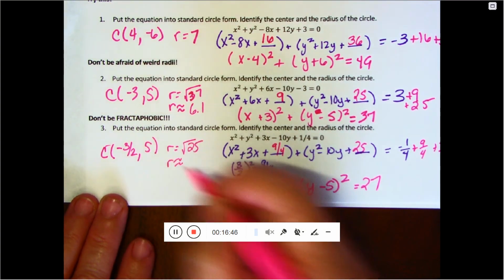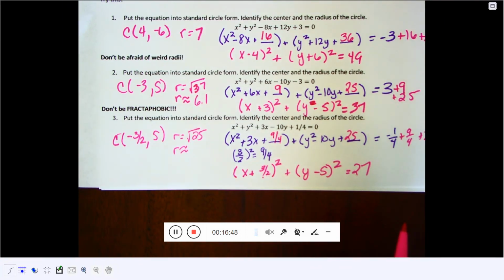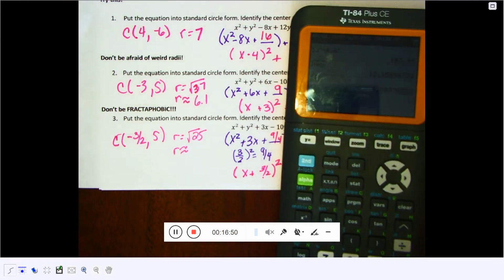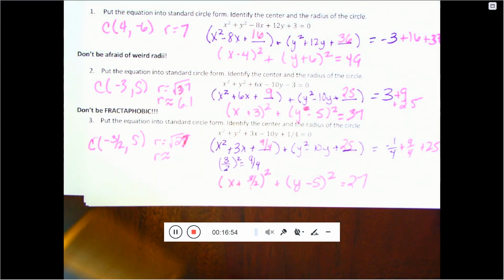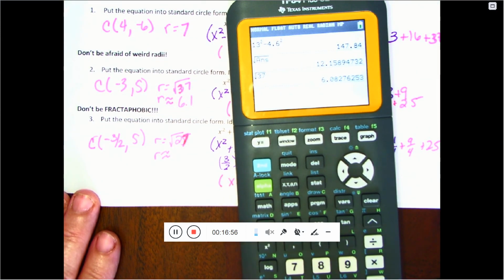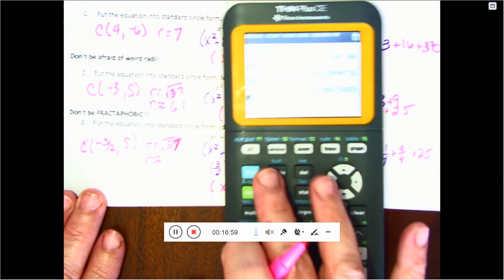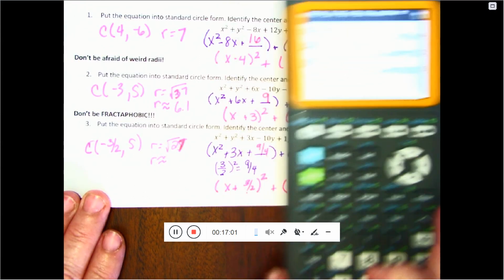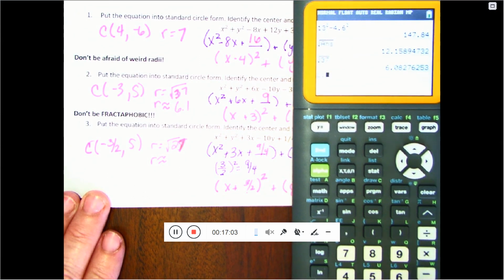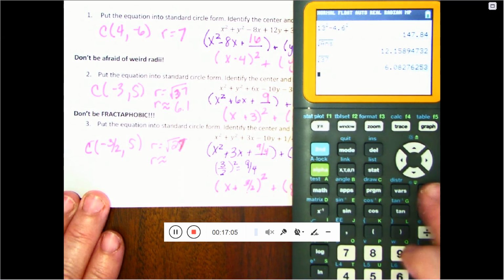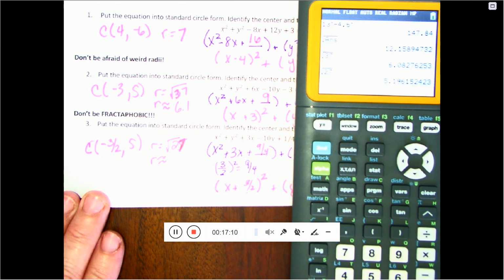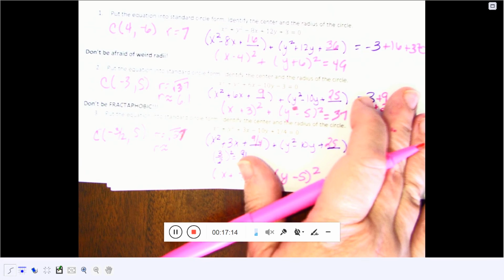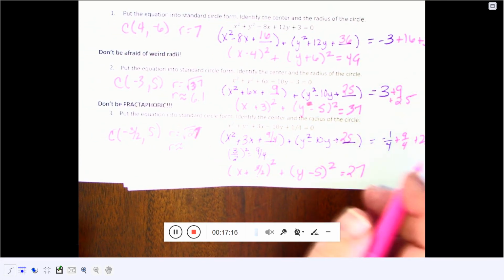Which if I get out a calculator, that is approximately, oops, not square root of 25. I don't know why I wrote that. Square root of 27. And then I get out my calculator and I do square root of 27. About 5.2. So my radius is approximately 5.2.